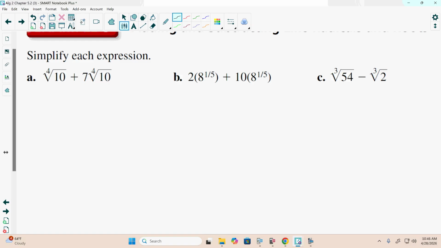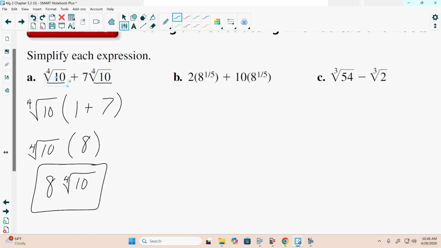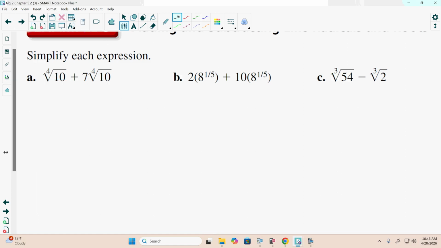Where do we get that? If I remove the fourth root of 10 from the fourth root of 10, if I factor it out of itself, it's 1. All right, guys, focus up here. How many fourth roots of 10 do I have here? How many do I have here? 7. So if I add the two together, how many do I have? We have 8 fourth roots of 10.